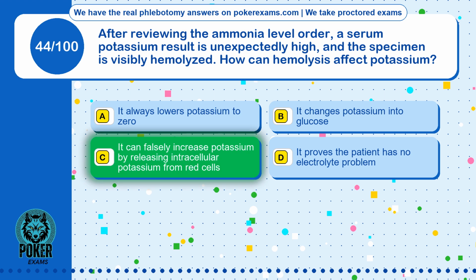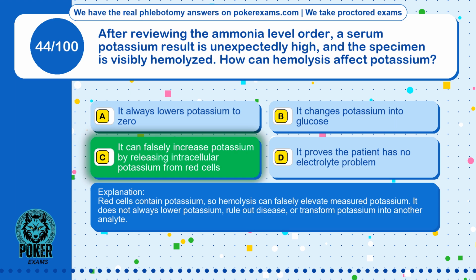The correct answer is option C. It can falsely increase potassium by releasing intracellular potassium from red cells. Red cells contain potassium, so hemolysis can falsely elevate measured potassium. It does not always lower potassium, rule out disease, or transform potassium into another analyte.